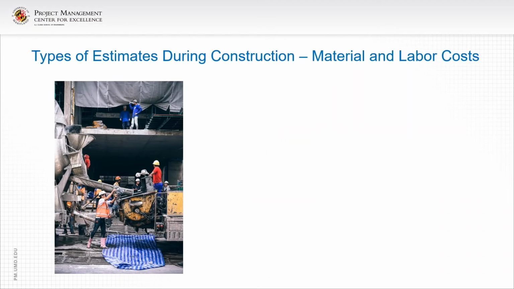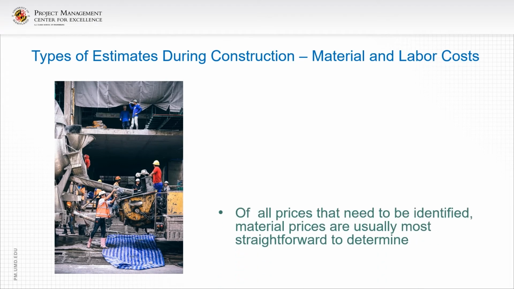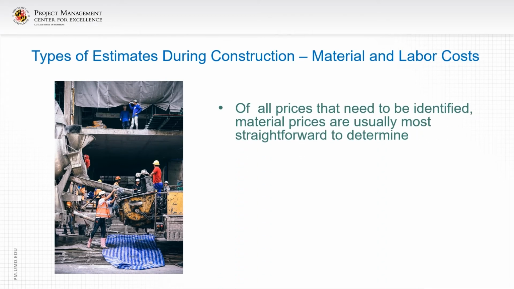Now let's talk about material and labor costs. Of all the prices that need to be identified, the material prices are usually the most straightforward to determine. The most reliable source is the supplier. However, the estimator must ensure that the price quoted actually covers all the specification requirements and the estimator's assumptions.